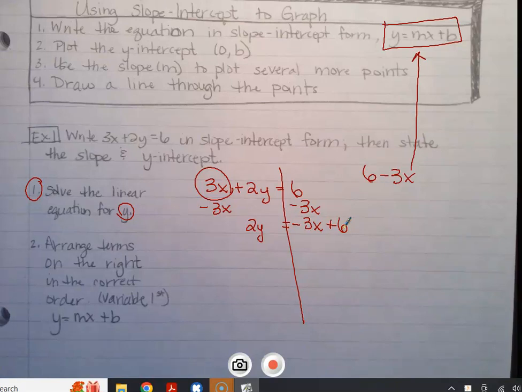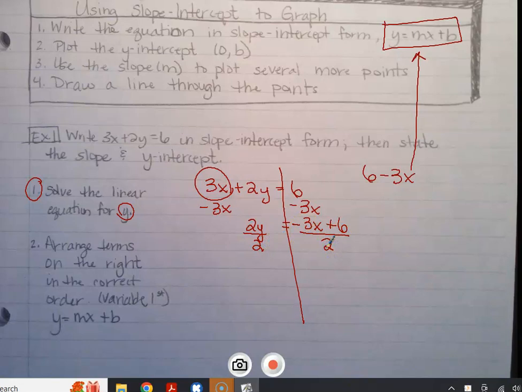All right. Now, we still need to get y by itself. All we have left is 2y, 2 times y. So we're going to divide by 2.